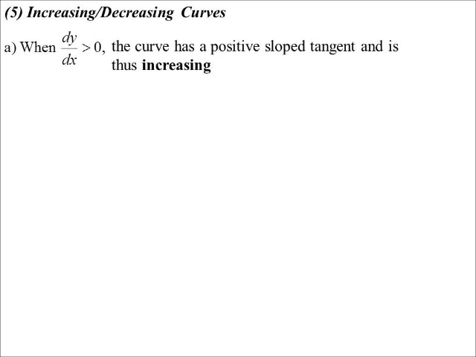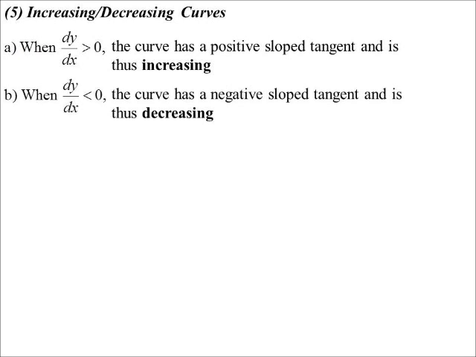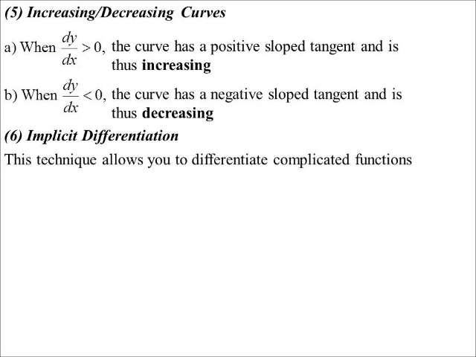Increasing, decreasing, again that's all to do with the first derivative. It tells me whether the curve's going up or going down. So positive, it's increasing. Negative, it's decreasing. And this idea of implicit differentiation came in handy with conics. To save making y the subject, we can just differentiate implicitly.